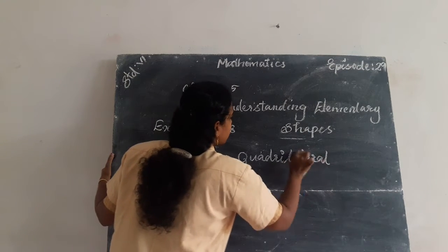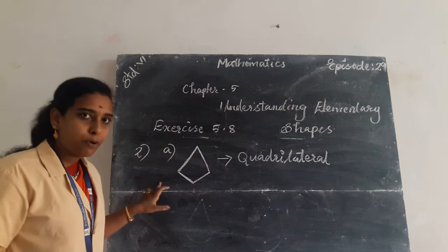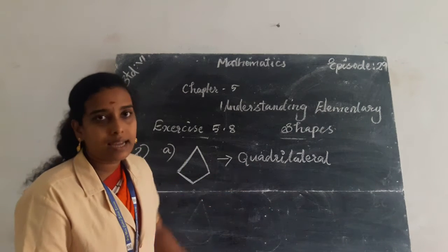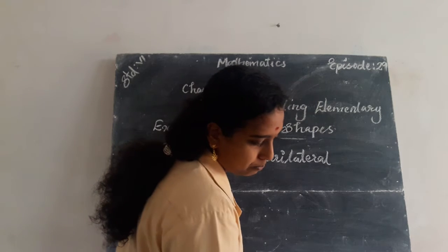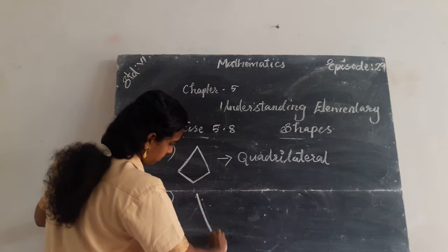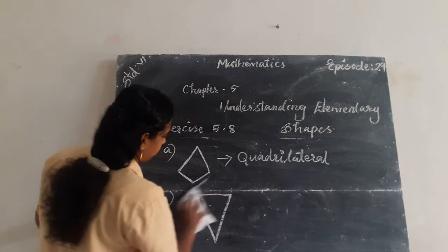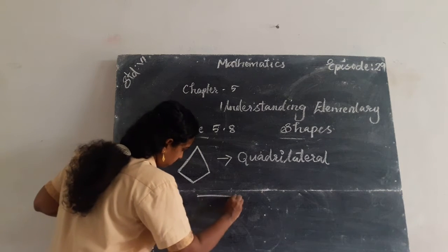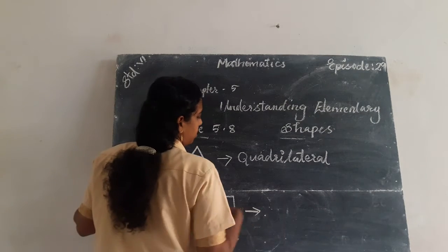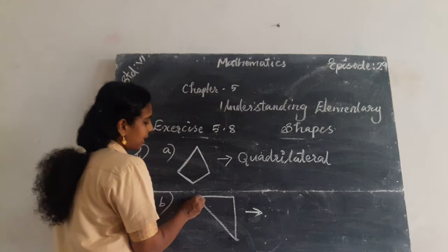Because the figure has four sides and the four sides are entirely made with line segments, it's a type of polygon. Since this figure has four sides, it's a quadrilateral. Then the next one is like this. Which type of polygon is this? It's like a triangle with just three sides.